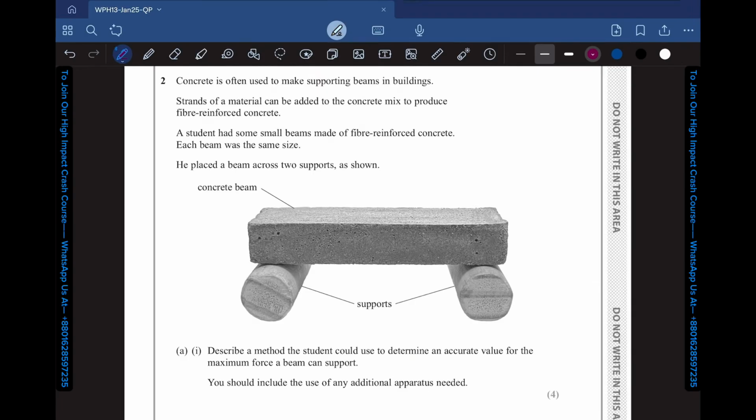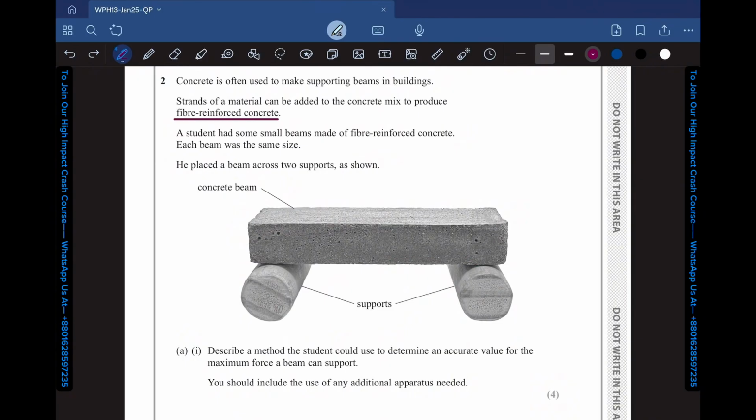Concrete is often used to make supporting beams in buildings. Strands of a material can be added to the concrete mix to produce fiber reinforced concrete. Okay, so basically we will reinforce fiber into this concrete. A student had some small beams of fiber reinforced concrete. Each beam has the same size. He placed the beam across two supports as shown. So basically there are two supports, on top of it the beam is, right?